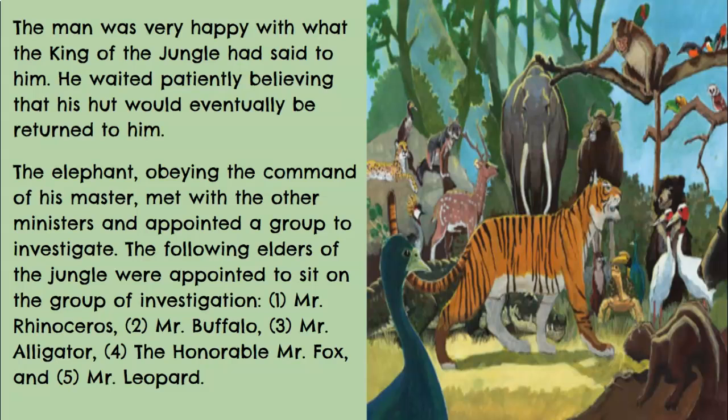The man was very happy with what the king of the jungle had said to him. He waited patiently, believing that his hut would eventually be returned to him. The elephant, obeying the command of his master, met with the other ministers and appointed a group to investigate. The following elders of the jungle were appointed to sit on the group of investigation: Mr. Rhinoceros, Mr. Buffalo, Mr. Alligator, the Honorable Mr. Fox, and Mr. Leopard.